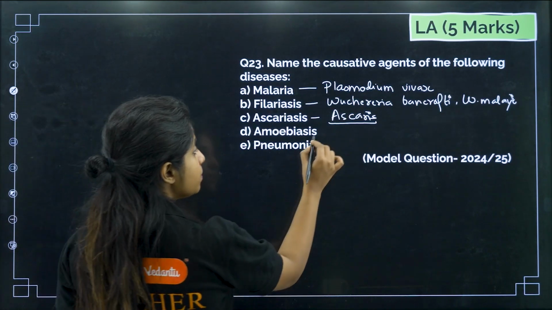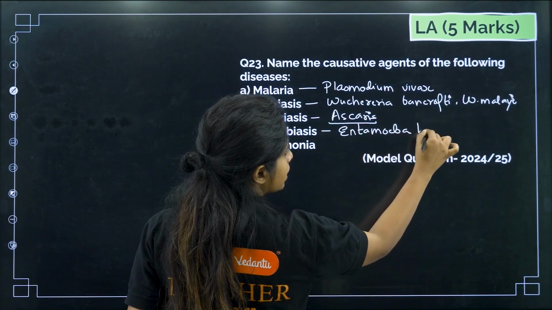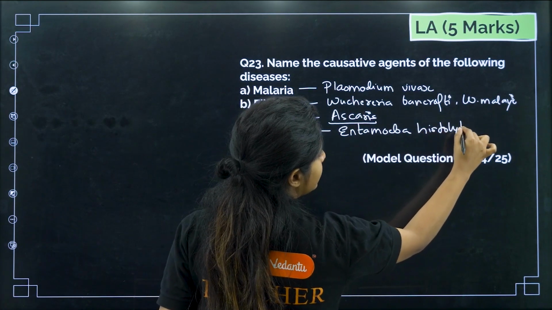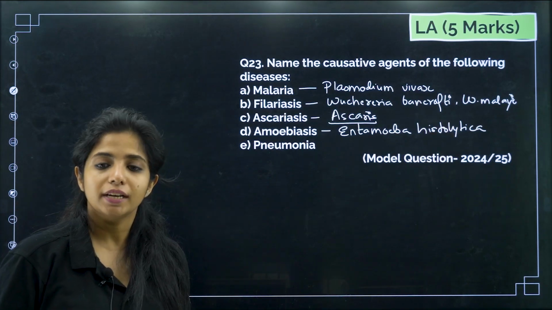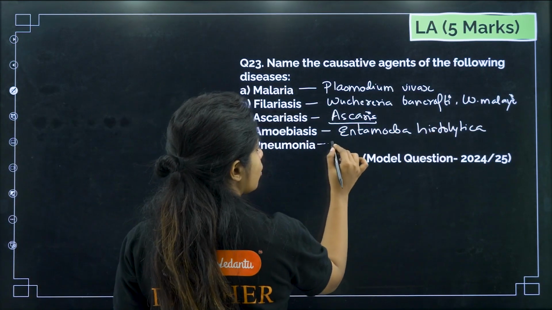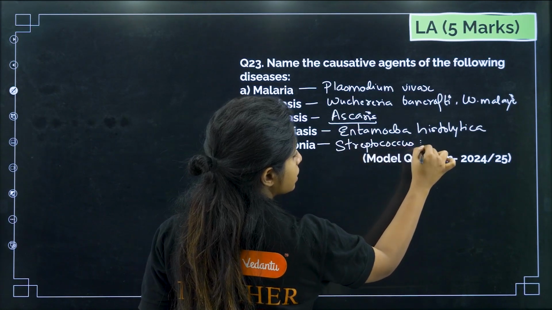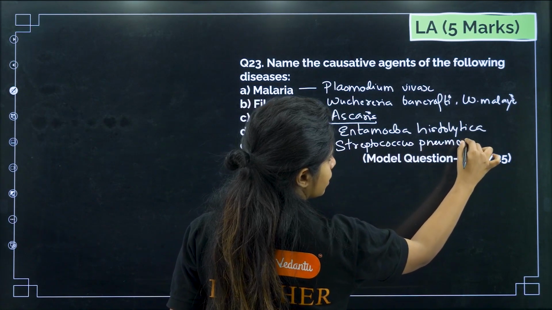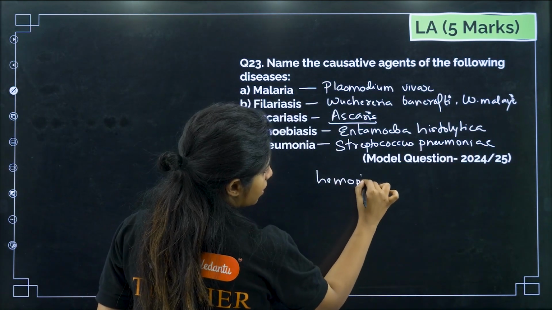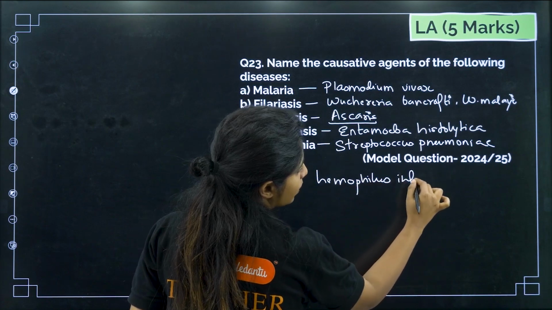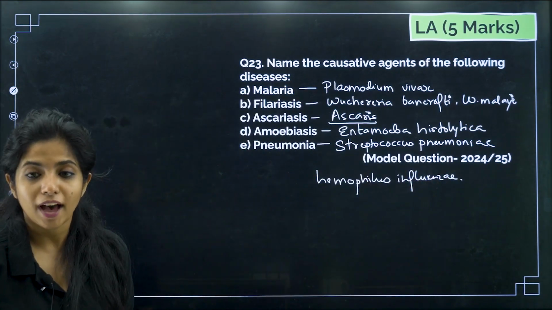Okay. Amoebiasis is caused by a protozoan which is known as Entamoeba histolytica. Okay, Entamoeba histolytica. Okay, pneumonia is caused by Streptococcus pneumoniae, or it is caused by Haemophilus influenzae. So these are the names that you have to remember.